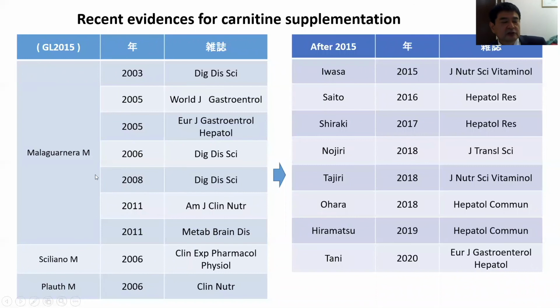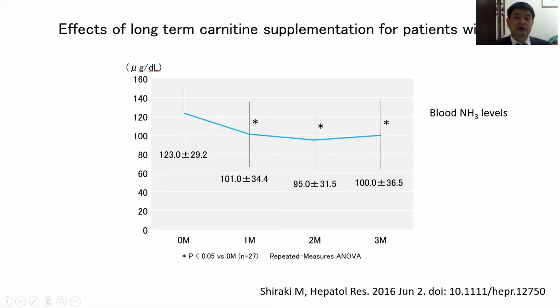However, there is growing evidence for the effectiveness of carnitine for treating hepatic encephalopathy. In previous editions, there was very limited research on this. But after 2015, there are several studies describing the effectiveness or usefulness of carnitine for treating HE, some of which are indicated here. I would like to introduce some of the most demonstrable results.